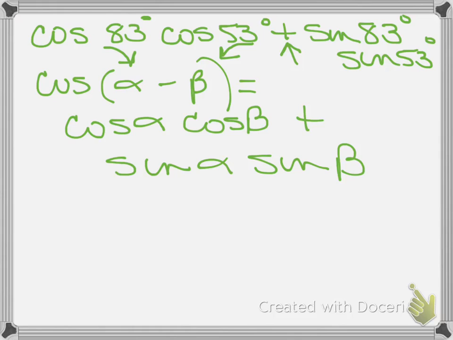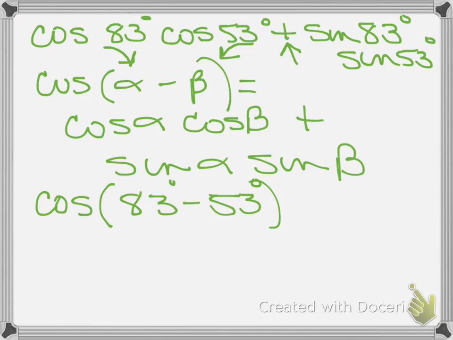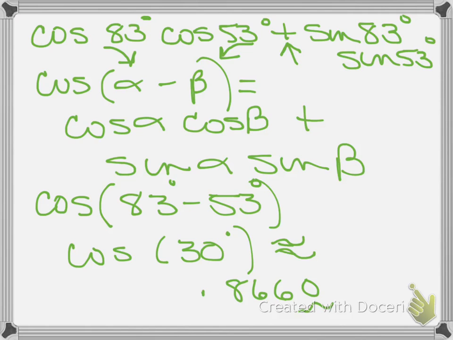So when I look at these two things, if 83 is alpha and 53 is beta, what it's really showing me is cosine of 83 minus 53, and this is of course in degrees, and 83 minus 53 is 30. Now we do have an exact number for this on our unit circle, but for this section in the book, they're just wanting you to be able to put these identities back together. So they're looking for the approximate answer from your calculator, which is 0.8660. That's what they're looking for here.